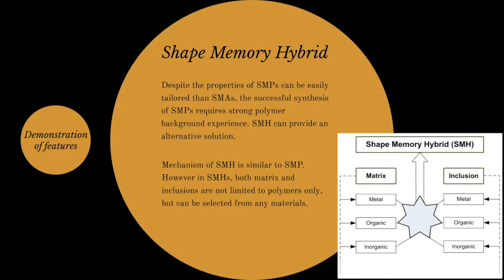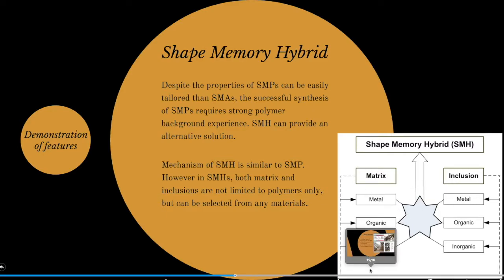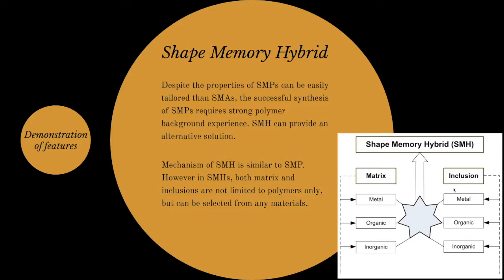So we can involve, for example, here you can have the matrix be metal, organic, or inorganic, and the inclusion is also that type of material. You can combine these materials and make your own hybrid material. So you can have the matrix and inclusion not only from polymers, but you can also select from any materials.